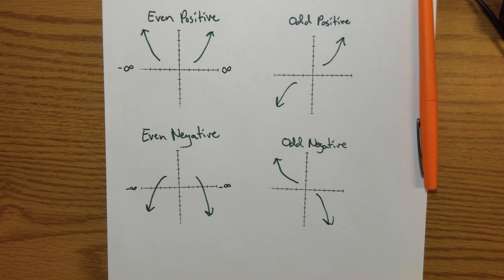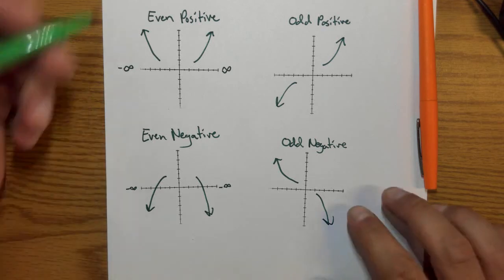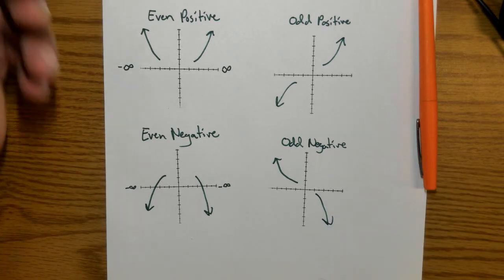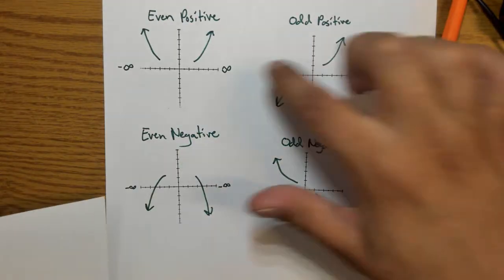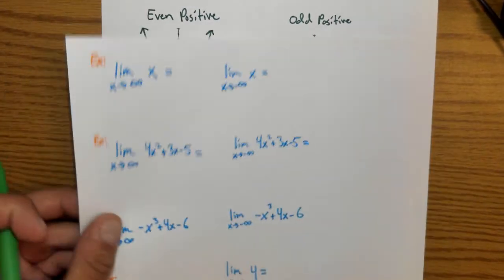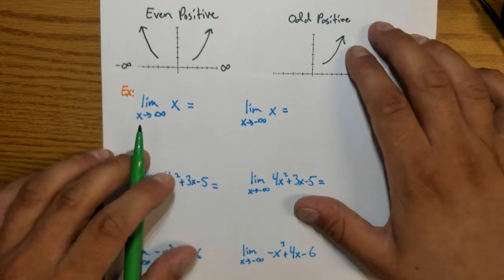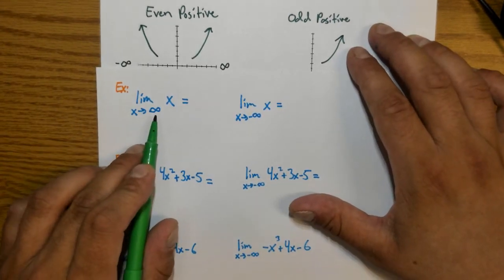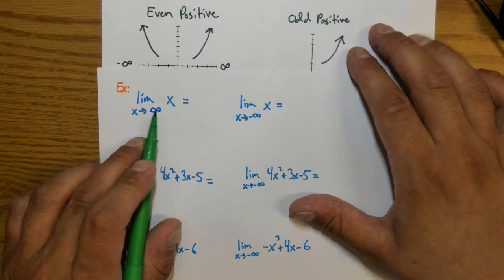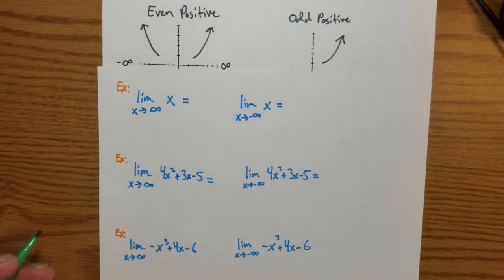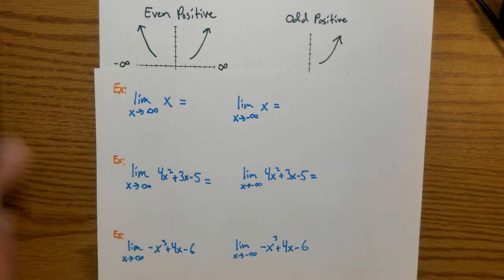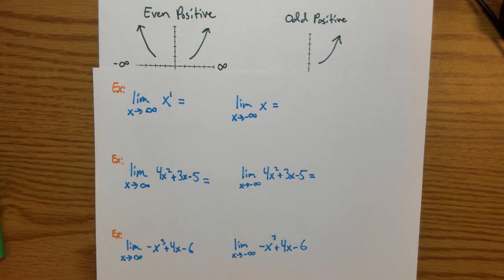So let's think about this. Let's go through some examples here, and let's keep all of this in mind. Let's take a look at the limit as x approaches infinity of x, okay? So let's first determine, is this positive or negative, and is it even or odd? That's going to help us determine what its end behavior is going to be. Well, when there's no power written, it's technically to the first power, right? That's always implied, something to the first power.